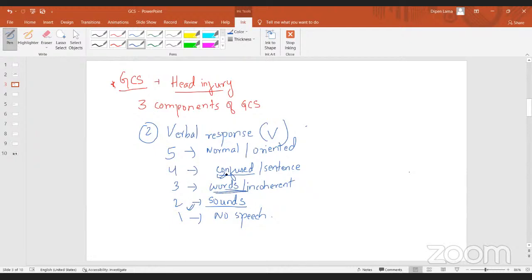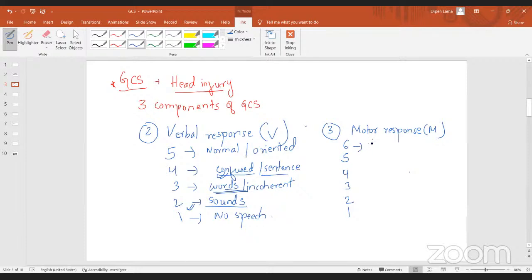V4 is confused. The patient can speak in sentences, but he or she is confused. This is the verbal response, and the last part is the motor response. For motor response, maximum score is 6, minimum is 1. For all components, minimum is 1. So motor maximum is 6.